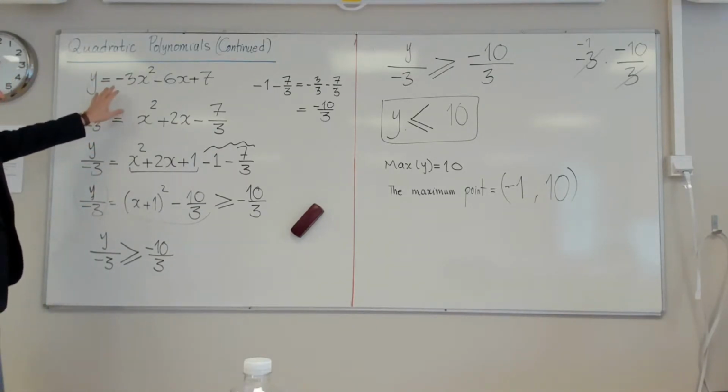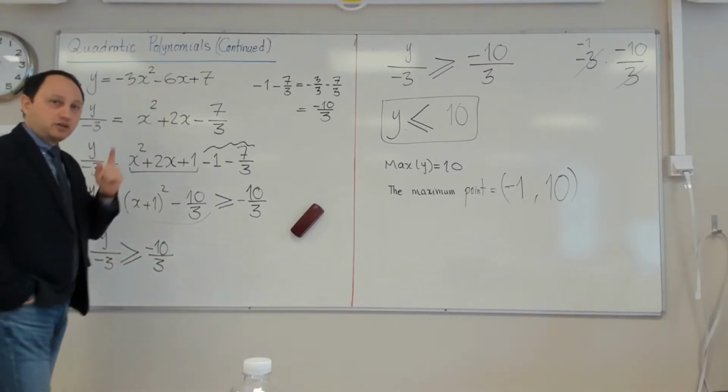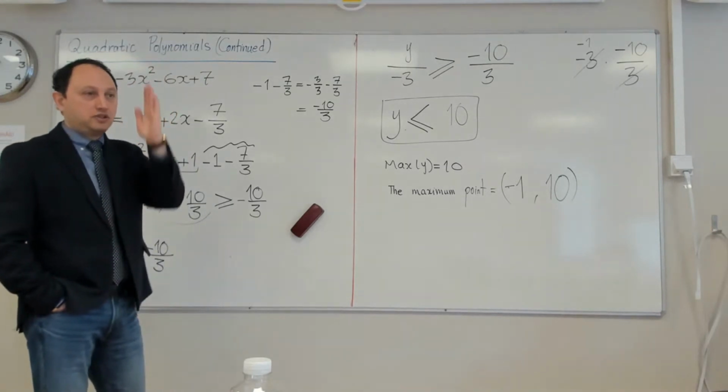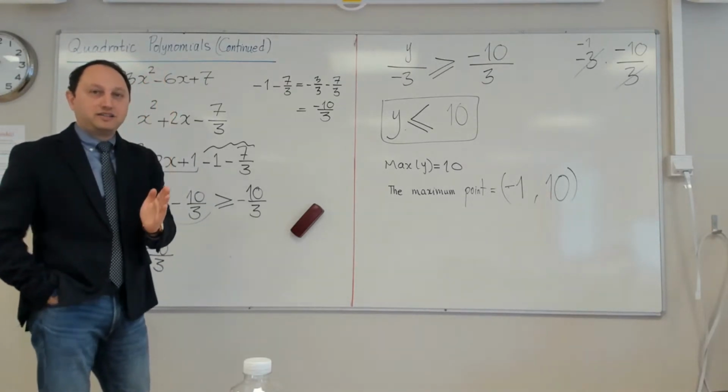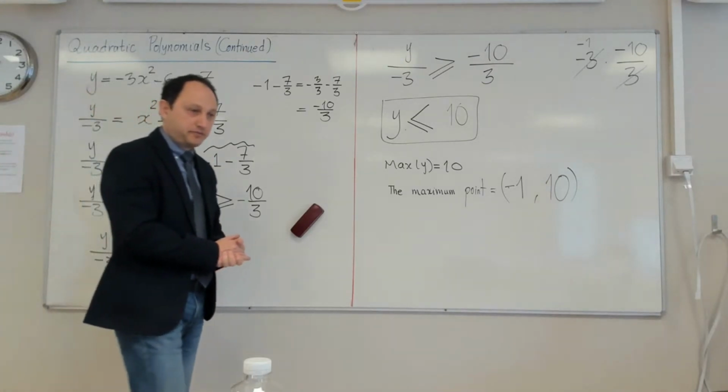next time we will deal with the most general case, and we also want to talk about one more notion, and that is the line of symmetry. Of course, the line of symmetry is a vertical line that passes through the turning point. That's as simple as that, but we will talk about this.